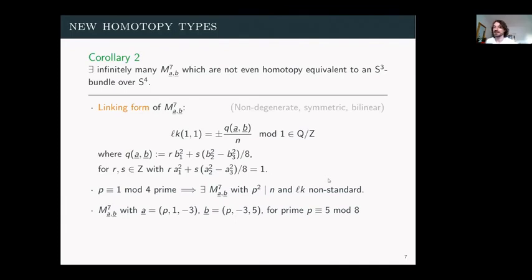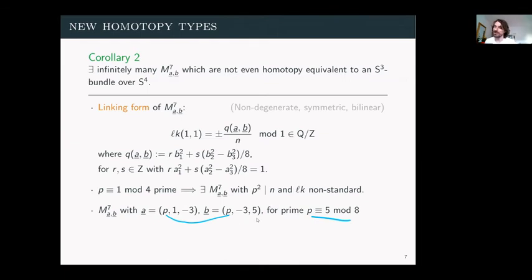Okay. So let's look at some explicit examples. In this case, we're going to take the prime to be 5 mod 8, so it's sort of 1/2 of this family of primes. Take A to be P, 1, minus 3, and B to be P, minus 3, 5. And notice that I'm taking A1 and B1 to not be relatively prime, so that they have some non-trivial GCD. This is essential. So you can show that in this family M7AB, if A1 and B1 are co-prime, then the linking form is always standard.